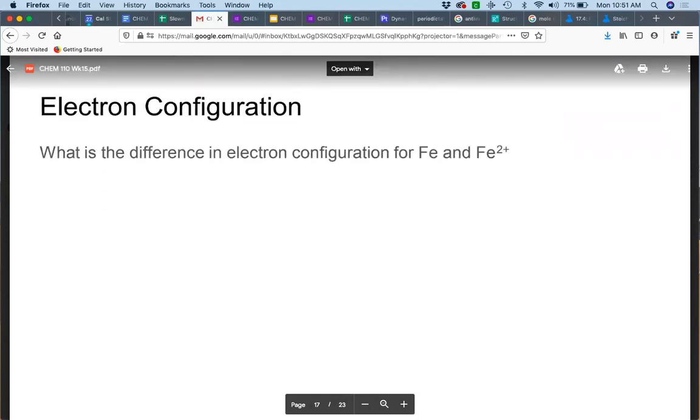One more review that is really critical is thinking about electron configuration and ions. This is something that we've talked about.